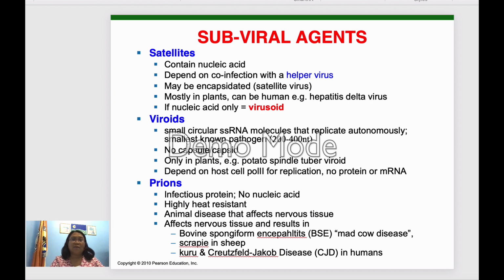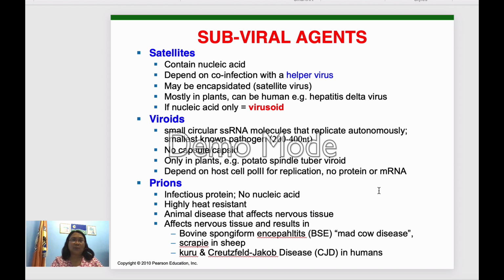And then we have the viroids. The viroids are mostly plant pathogens. For example, it's a small circular single-stranded RNA which is autonomously replicating on its own. It has no capsule, no capsid, it's just RNA. An example of a plant disease implicated in viroids is potato spindle tuber viroid. We do not find viroids in humans.